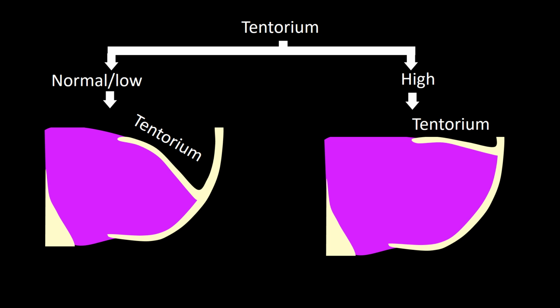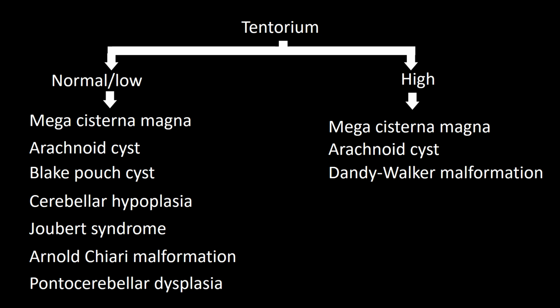So we can divide cerebellar formation defects into two groups: those with normal or low tentorium position and those with high tentorium position. I have here included some of the conditions that produce each type of anomaly. The only ones you are likely to find in your exam are Joubert syndrome, Arnold-Chiari malformation, and Dandy-Walker syndrome. I will first address Joubert syndrome.